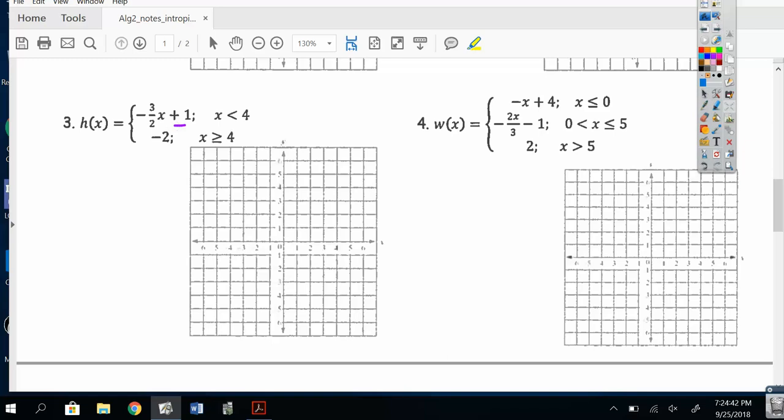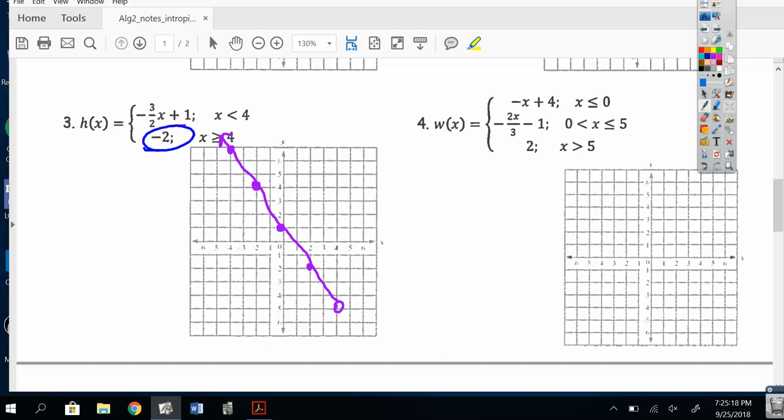So if I go ahead and explain it, negative 3x over 2 plus 1. So I'm going to go up 1, and then I'm going to go down 3, right 2, down 3, right 2. And then it's less than 4. So at 4, it's going to be an open dot. And then it connects. Sorry, drawing in the air makes my life a little wobbly.